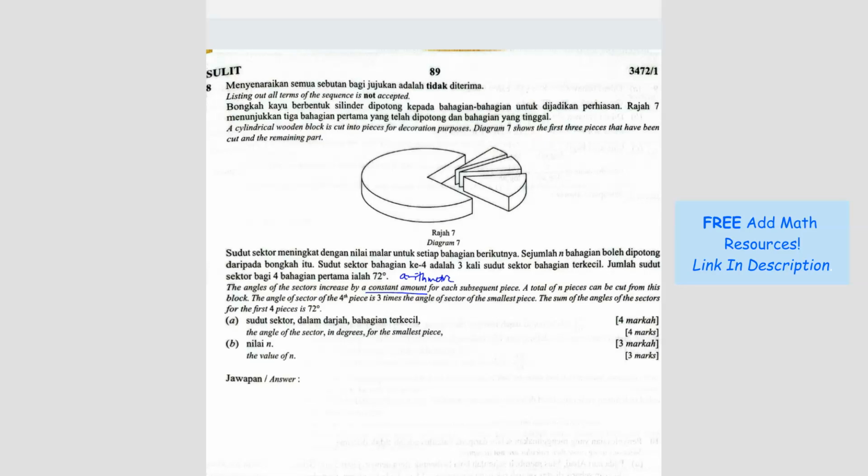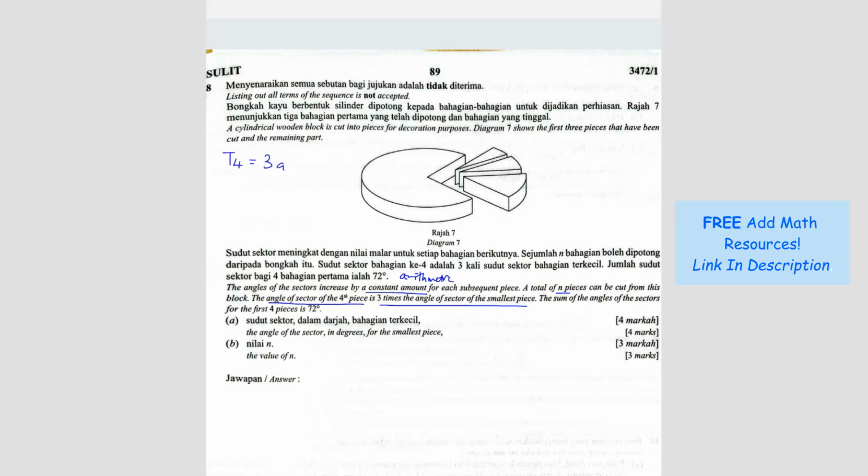A total of n pieces can be cut from this block. So there are n pieces. When I cut this whole thing, I got n pieces here. The angle of sector of fourth piece is 3 times the angle of the smallest piece. So that means T4, the fourth term, is equal to 3 times the smallest piece. The smallest piece is the first term, which is 3a.